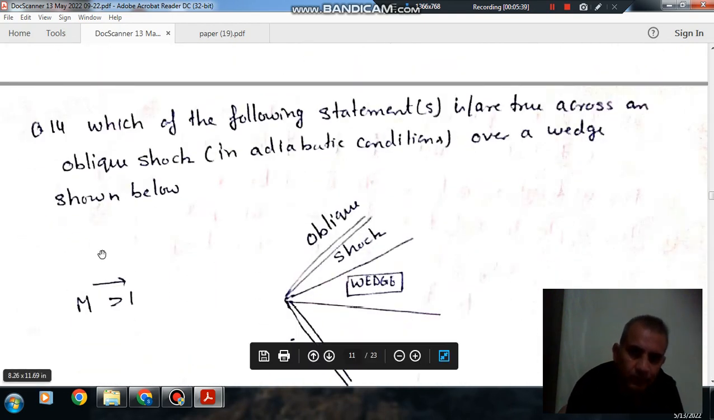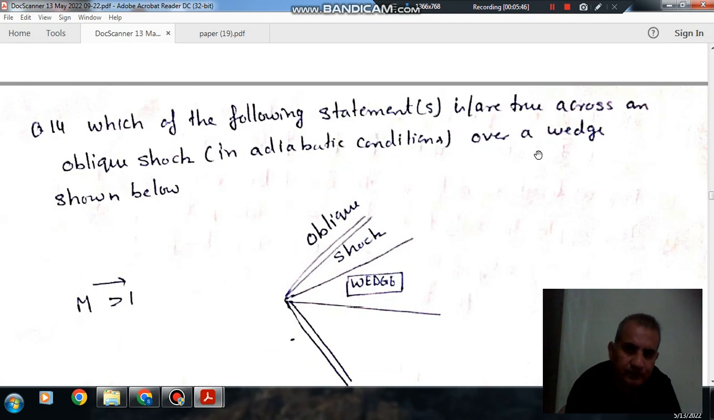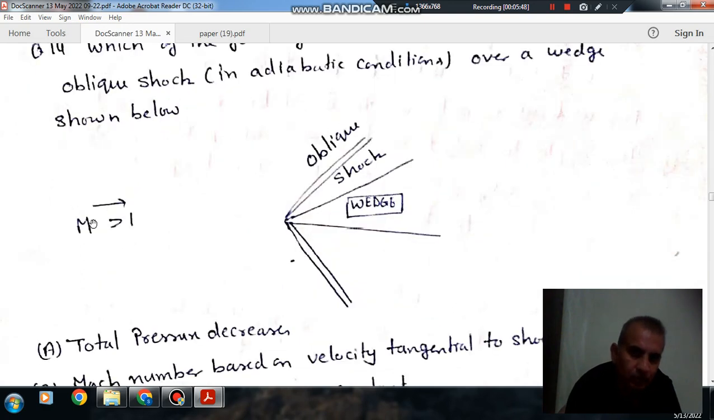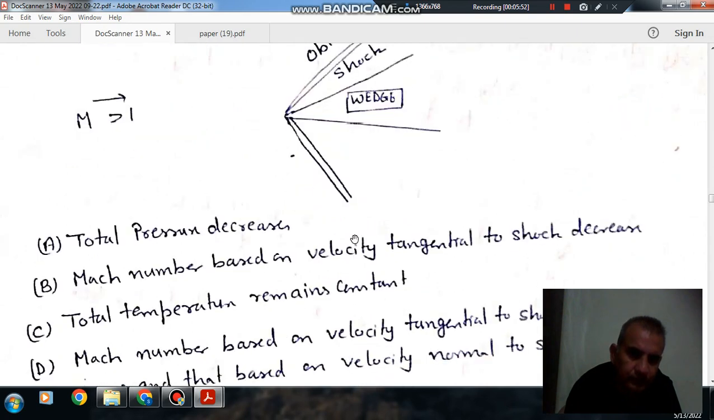Next, which of the following statements is true across an oblique shock in an adiabatic condition? Over the wedge shown below, M is greater than 1, this is an oblique shock, wedge. Okay, this is your wedge, this is the oblique shock.